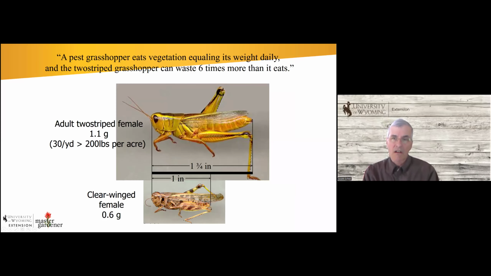Now, they are very damaging, and the adult two-striped females get pretty big. At 30 of them per square yard, and I've seen them at much higher densities, that's about 200 pounds of grasshoppers per acre. That's like having a voracious sheep in your field that can eat its body weight daily. So essentially extremely damaging. Here's a comparison to the typical clear-winged female. And it's recognized that the way they eat, they waste 6 times more leaf area than they actually consume.